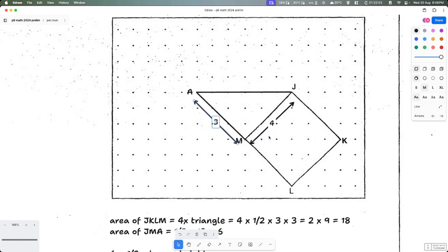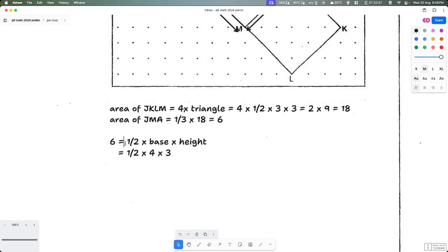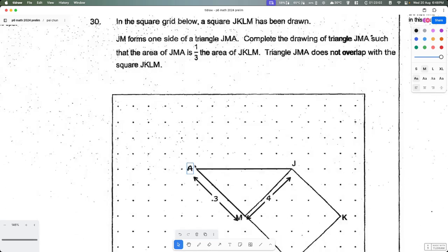So that's the answer. JMA. It didn't say a right angle triangle, but it's easier to draw a right angle triangle as well. Okay, so yeah, that's it. That is how we draw it.